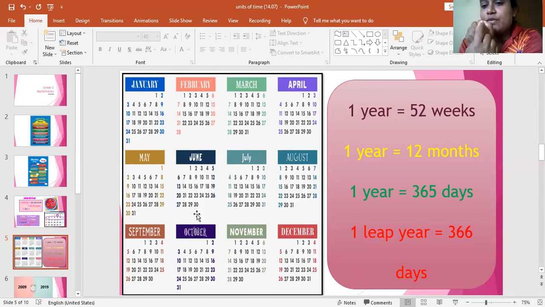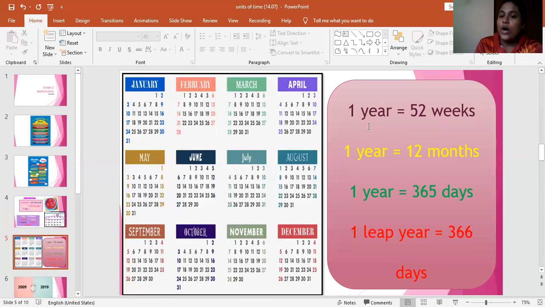The months which come to these hills end with 31 days. The months which come to these slopes end with 30 days. Here, when it comes to these hills, these tops, it ends with 31 days. And the months which come to these slopes end with 30 days. Only the month of February ends with 28 or 29 days.